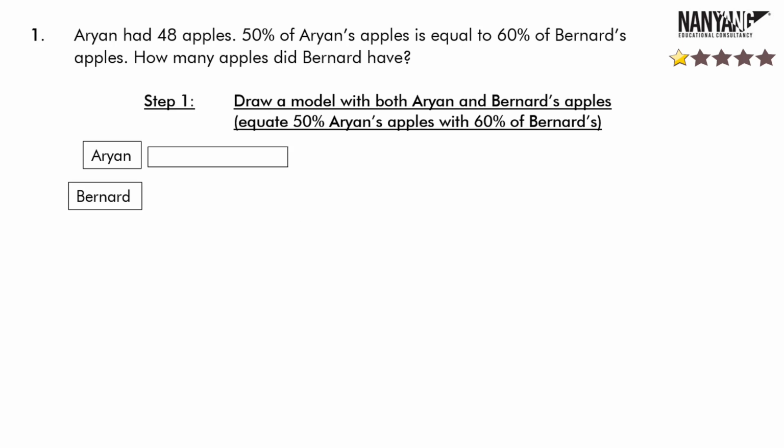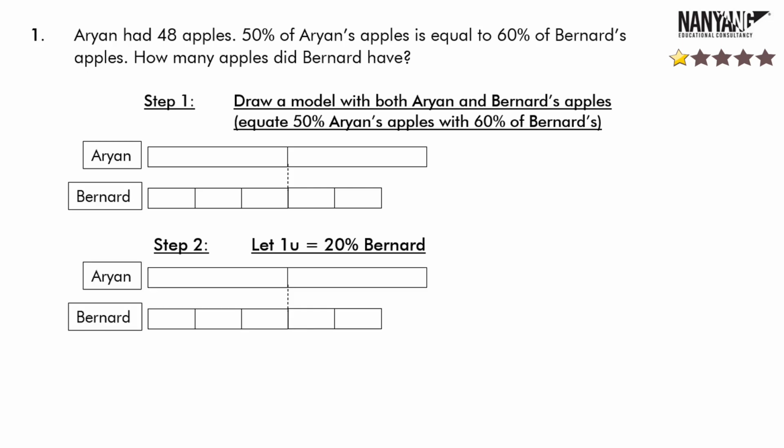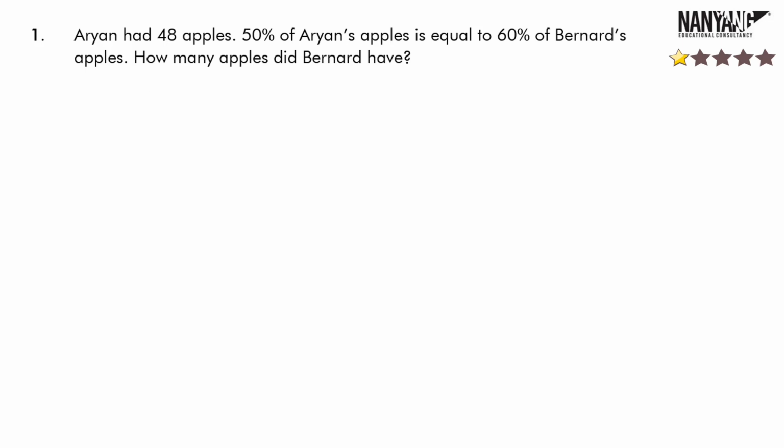Let's draw one bar for Aryan first. And we know that Bernard should have 3 bars because that is his 60%. And we know that this is equal. Now Aryan has 2 parts because one would be 50%. And Bernard will have a total of 5 parts. So that will be our model drawn. Our step 2 will be to let one unit be 20% of Bernard. So we have our model here, and this will be 1 unit.